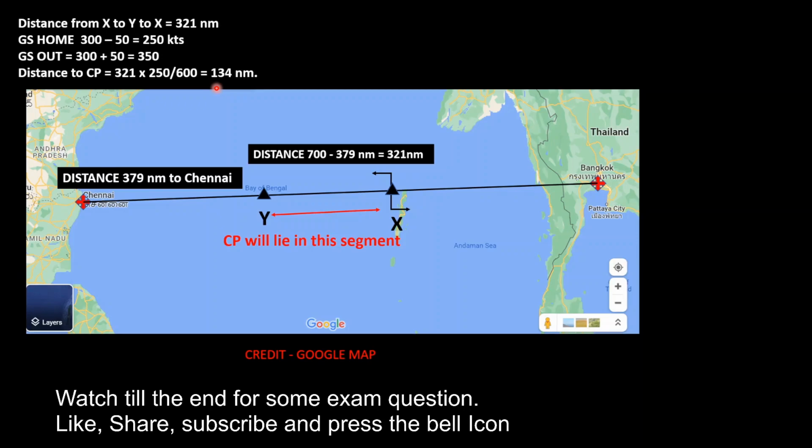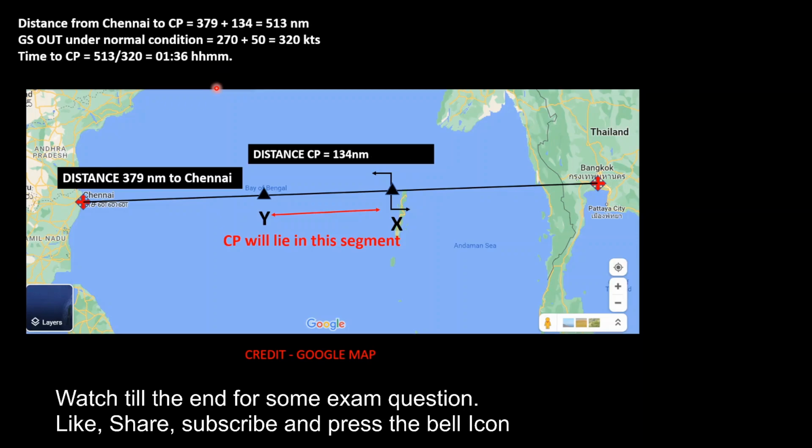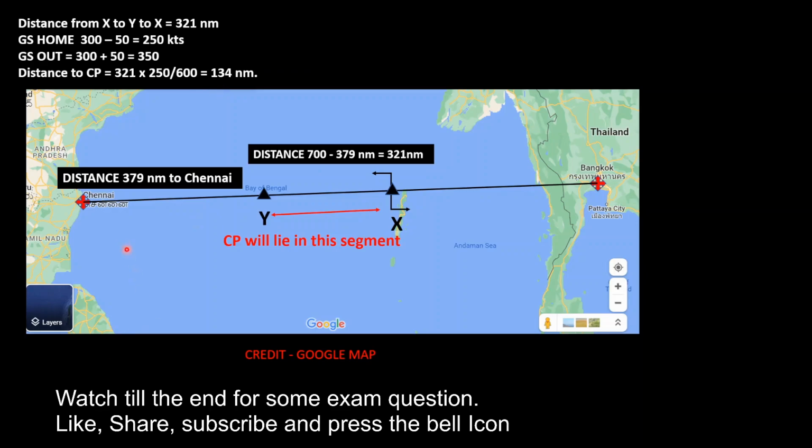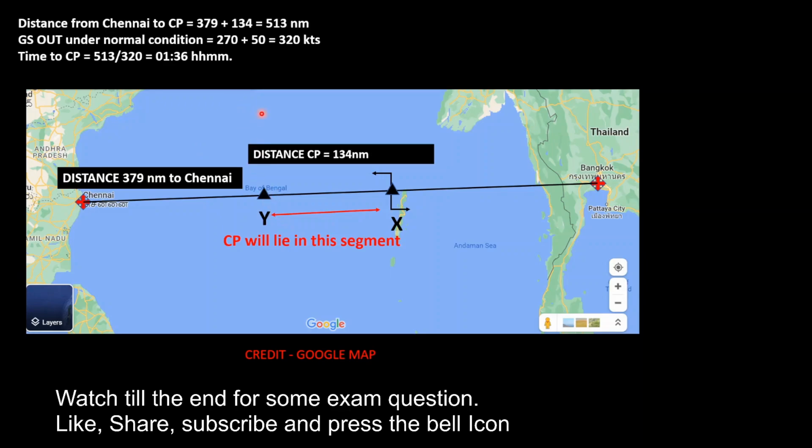So now if we add up the distance, the distance from Chennai to Yankee was 379, and from Yankee to the CP was 134. So therefore the total distance from Chennai will now be 513 nautical miles. Under this, the ground speed out under the normal condition is 270, plus 50, so therefore it is going to be 320 knots. So therefore the time to CP is 1 hour 36 minutes.